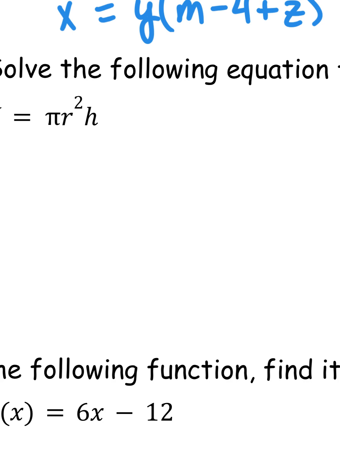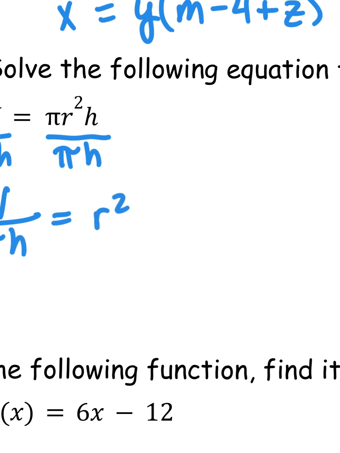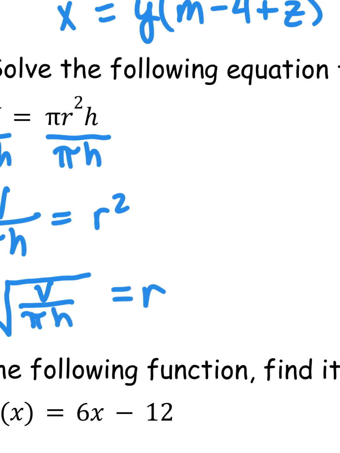And what else? Yeah, perfect. We got pi r squared h being multiplied, so let's just get the pi and the h to go away. So we end up with volume over pi h equals r squared. Okay, now how do I get rid of the squared? And what do I have to remember? So plus or minus, make sure your radical is big enough that the denominator fits inside of it. And there we go.